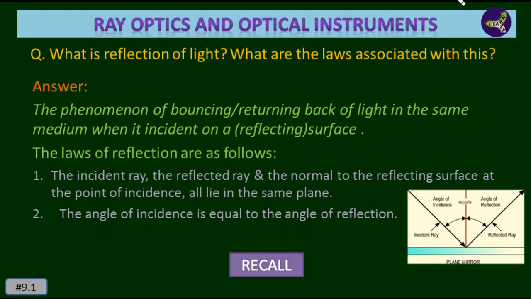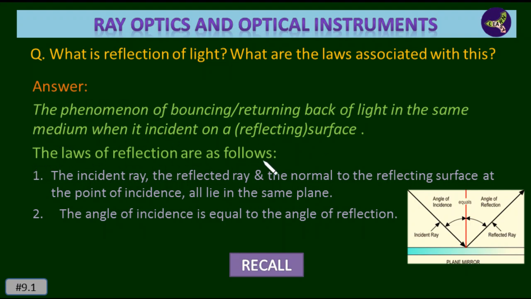So now let us start by asking a question: what is reflection of light and what are the laws associated with it? The answer will be very simple, as we have already learned about reflection and refraction. The answer is: the phenomenon of bouncing, or you can write returning back, of light in the same medium when it is incident on a surface. The surface has to be a reflecting surface. So that is the reflection of light.